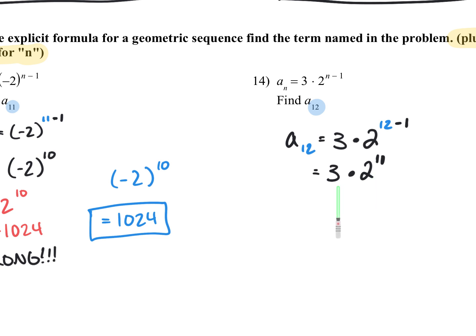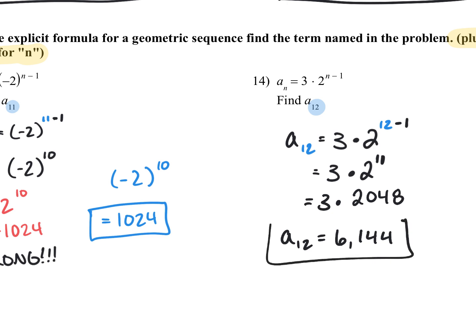Well, before you even think about multiplying by 3, why don't we figure out what 2 to the 11 is? So I take my calculator and I go in there 2 to the 11th power. And if you do that, you get out 2,048. Now we have a problem we can solve because we have 3 times 2,048. So again, I just go to my calculator and multiply it by 3. And I figure out that a to the 12th is equal to 6,144. And that is my answer.